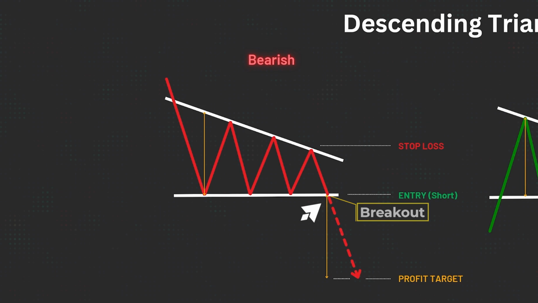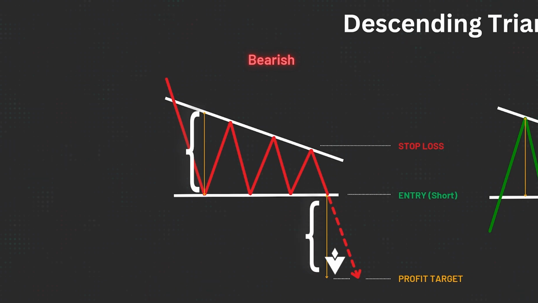closes below the support line. For profit taking, the ideal target is usually the same distance as the height of the triangle projected downward from the breakout point. For managing risk, the optimal stop loss is placed just above the descending trend line.